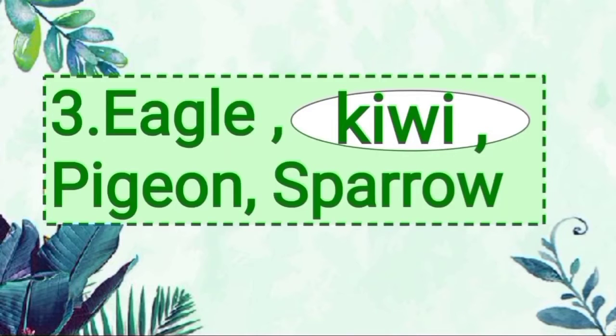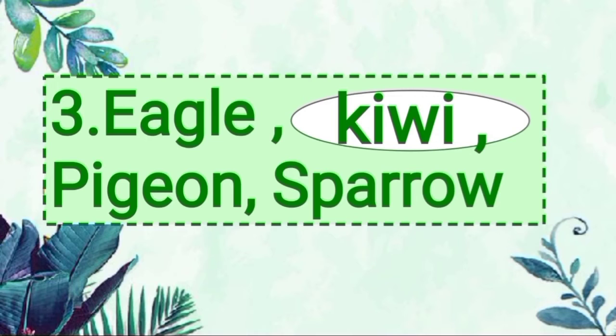Now next, first word E-A-G-L-E, eagle. Second word K-I-W-I, kiwi. Third word P-I-G-E-O-N, pigeon. And fourth word S-P-A-R-R-O-W, sparrow. So here eagle, pigeon and sparrow are examples of birds which can fly.